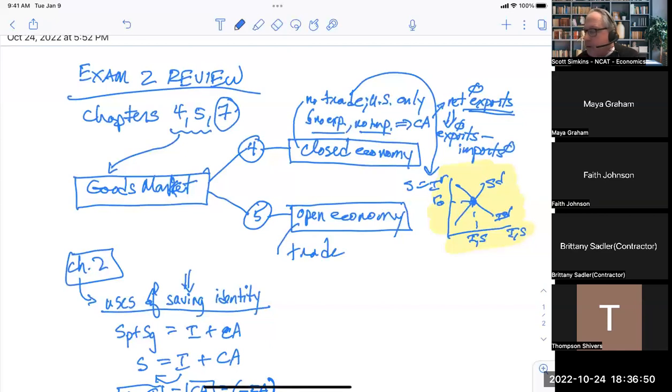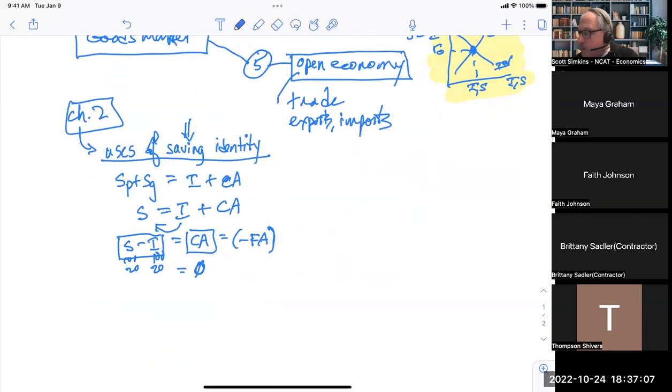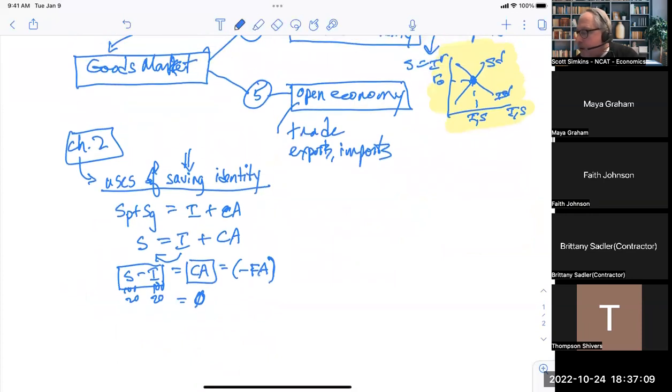The current account could be zero. Exports could equal imports, but it doesn't have to be. So we have exports, we have imports. What does equilibrium look like in the open economy? Is it where the lines cross?